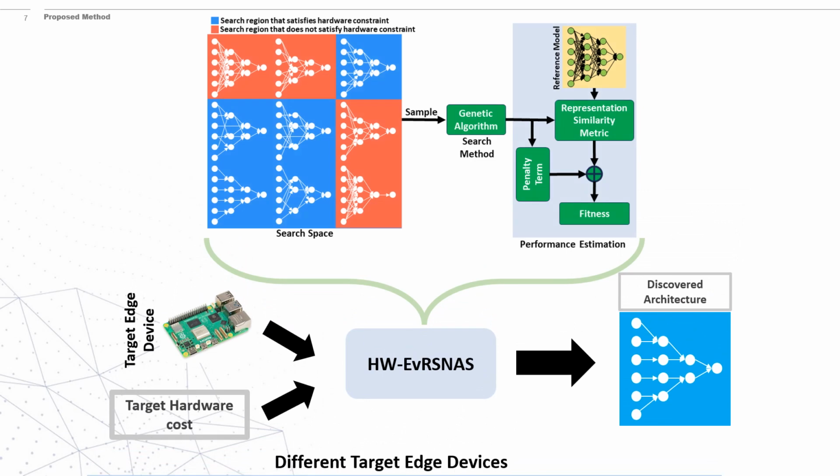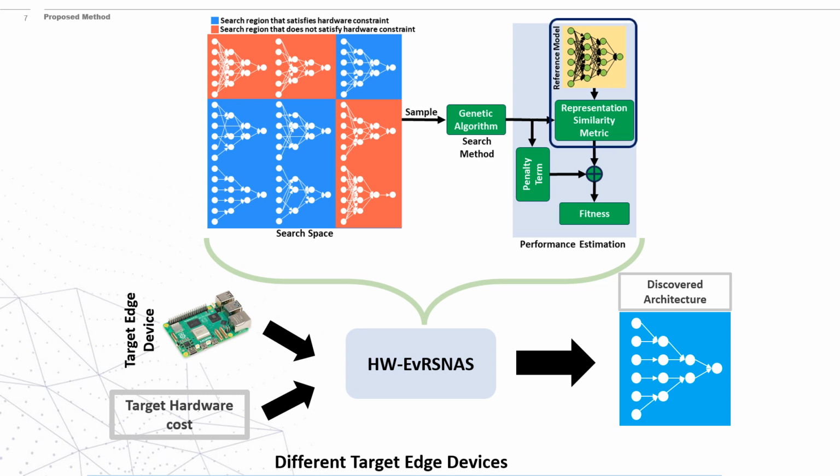Any hardware-aware neural architecture search has 2 components. One is the search space and the other is the search method. The search space contains all the neural architectures from which the search method finds the best neural architecture. We use genetic algorithm as the search method, which samples the search space and provides a fitness value to the sampled architecture. The objective of the genetic algorithm is to find the architecture with the highest fitness value. In our method, the fitness value is calculated using 2 terms.